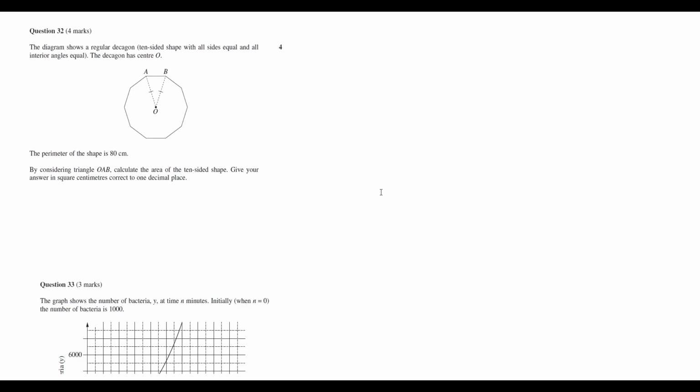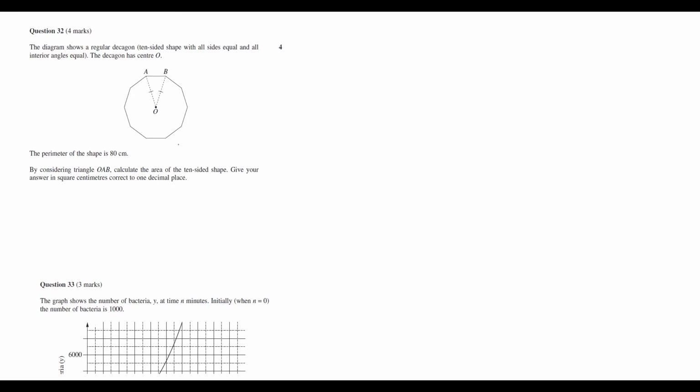So, question 32. The diagram shows a regular decagon, so a 10-sided shape with all sides equal and all interior angles equal. So the decagon has center O. So the perimeter of the shape is 80 centimeters. Okay, so we know that if we add up all the different side lengths, the 10 different side lengths, we get 80. Fantastic. So by considering triangle OAB, calculate the area of the 10-sided shape and give your answer in square centimeters correct to 1 decimal place.